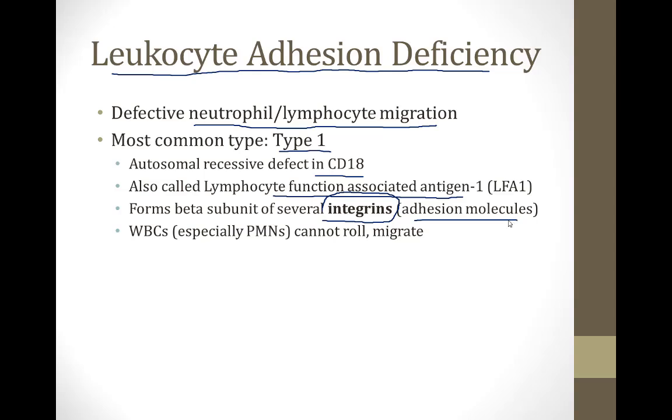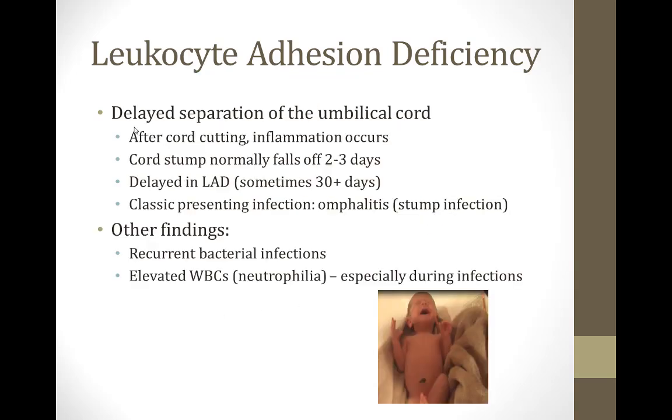So when you have this disorder and the integrins are abnormal, white blood cells, especially neutrophils, cannot roll and migrate to inflammatory locations. There's a classic presentation of this in a newborn baby that's very easy to recognize in a board question stem, and it's delayed separation of the umbilical cord. So after the umbilical cord is cut in a newborn baby, inflammation occurs, and the cord stump normally falls off in about 2 to 3 days. This is a picture of a baby that's a day or two old, and you can see the cord stump right here. It's turned dark and necrotic, and it's going to fall off very soon. In leukocyte adhesion deficiency, there is a delay in that stump coming off.